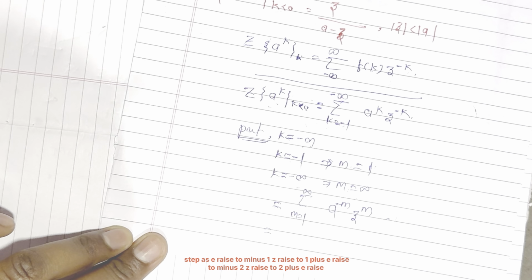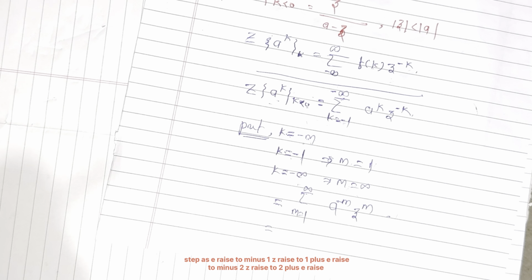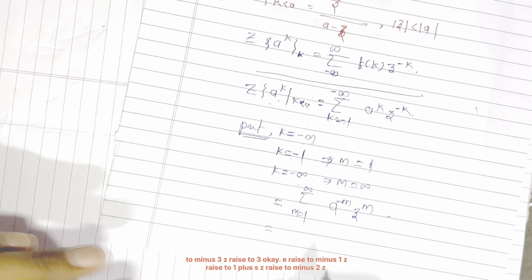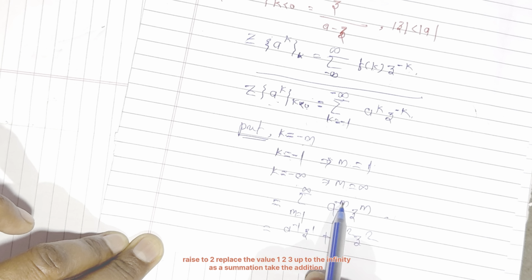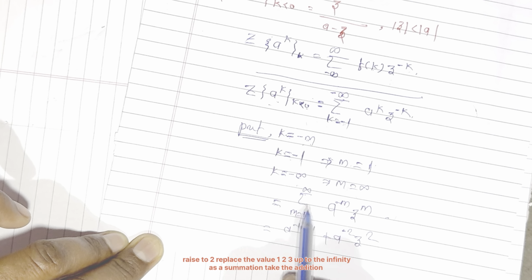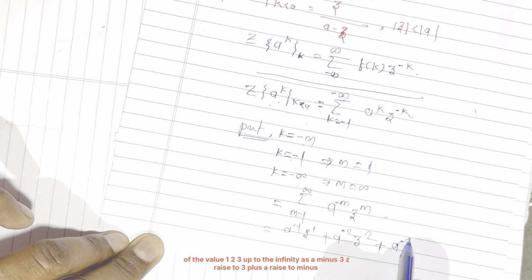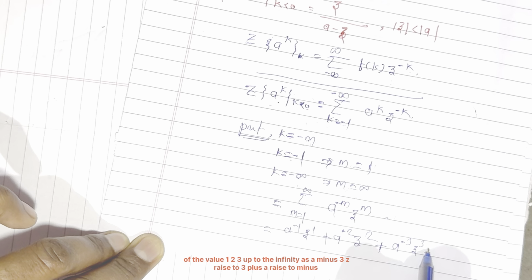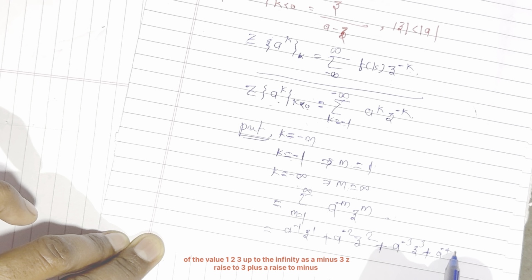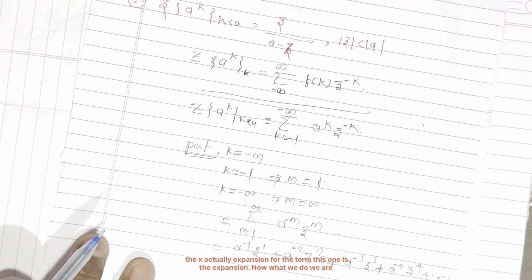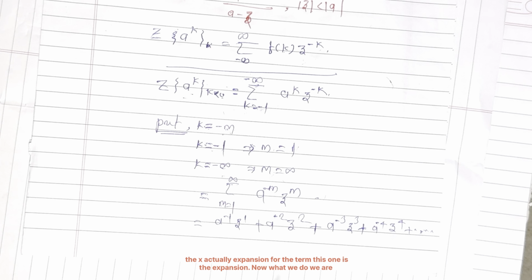So I'm going to write the next step as a raised to minus 1 z raised to 1 plus a raised to minus 2 z raised to 2 plus a raised to minus 3 z raised to 3 plus a raised to minus 4 z raised to 4 plus so on. Replace the value 1, 2, 3 up to infinity, and as a summation take their addition. This one is the expansion for the term.